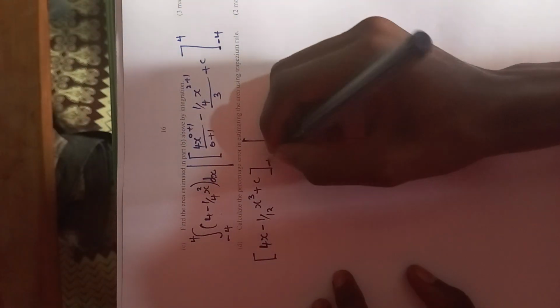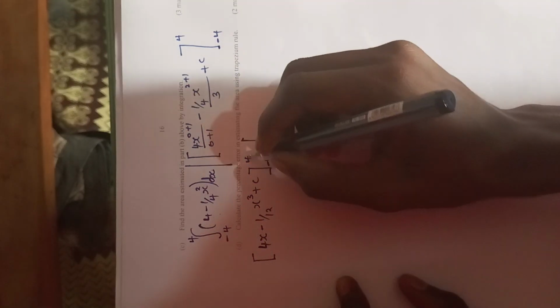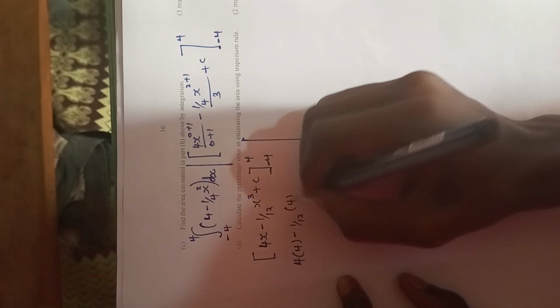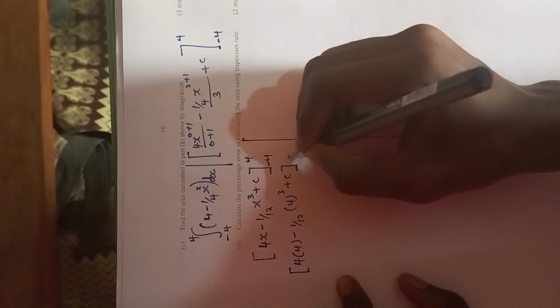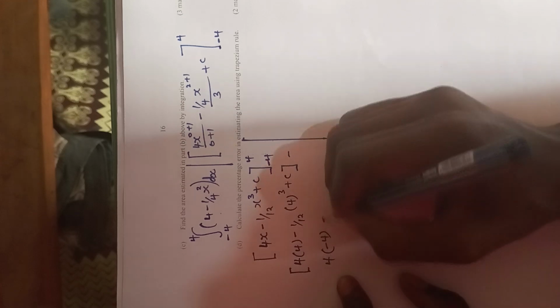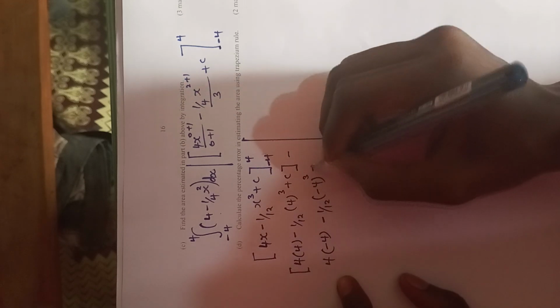So if we have -4 and 4 here, how do we get the area now? For you to get the area, we introduce this 4 here. It will be 4 into 4 minus 1 over 12 into 4 power 3 plus c. And then we are going to subtract 4 into -4 for the lower limit now, minus 1 over 12 into -4 power 3 plus c.